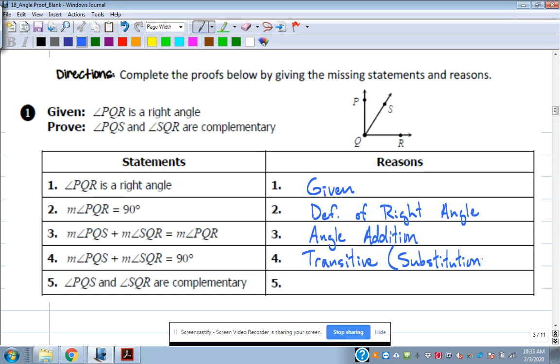Definition of complementary angles, because they do add up to be 90 degrees, so that's definitely what that is. Definition of complementary. So yeah, on line 4, I'm good either way if you put substitution or transitive there. I'm not going to hurt my feelings either way. I think that's a fair trade on those 2. Questions about that first one? That was pretty straightforward and probably the easiest one we do all day.